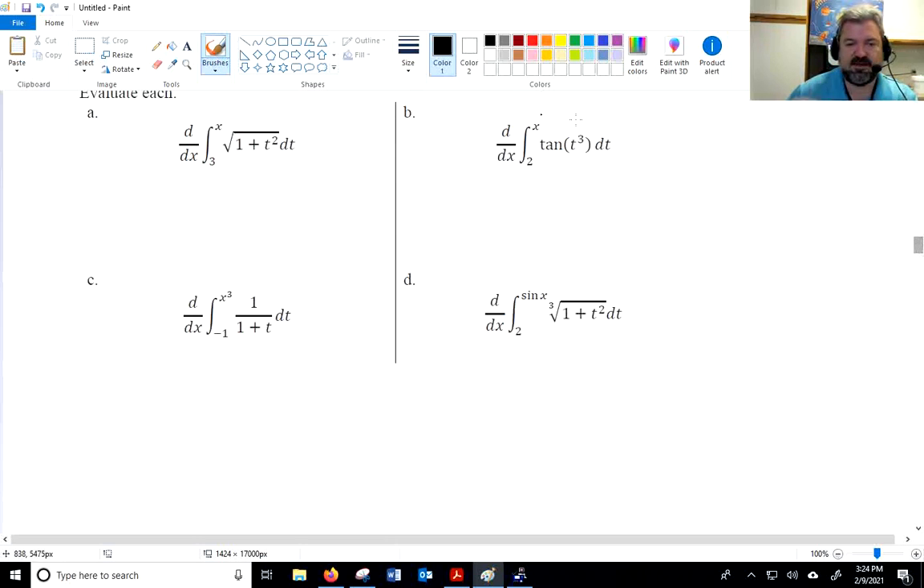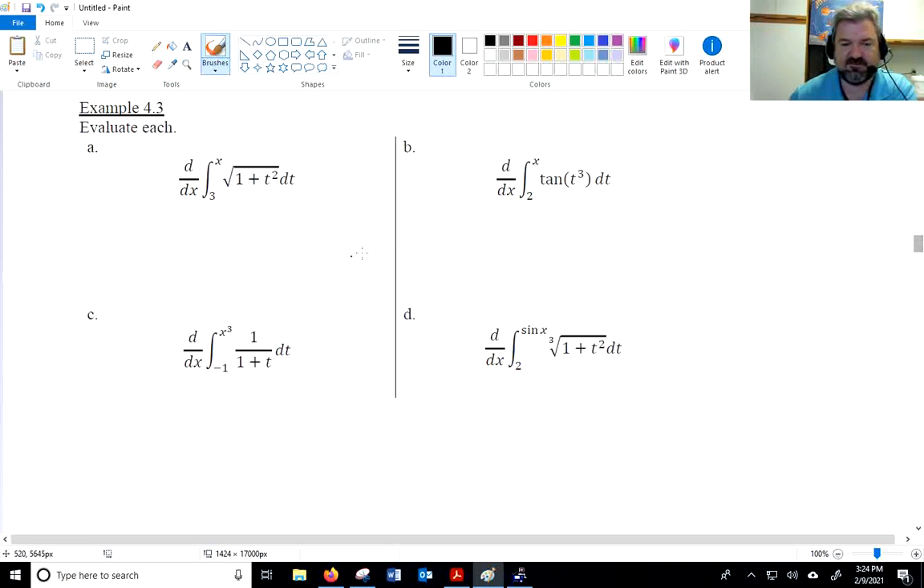Okay, so here we have the derivative with respect to x of the integral from 3 to x of 1 plus t squared. That is super easy to do, because I know the derivative of an integral from a constant to x just cancels each other out. Don't change a thing, but make t into an x and you lose your dt. All right, next, the derivative with respect to x of the integral from 2 to x of tangent of t cubed dt. Easy cheesy. Just replace it like that.